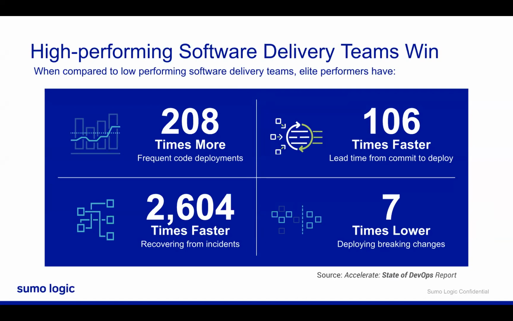Here are some of the facts: 208 times faster code deployments by these teams, 106 times faster lead time from commit to deploy, and resolving issues and incidents coming through your defects, from Jira or any kind of service management side of it, is much higher for these teams. And in terms of deploying breaking changes, it's much lower for these teams than for the low performing teams.